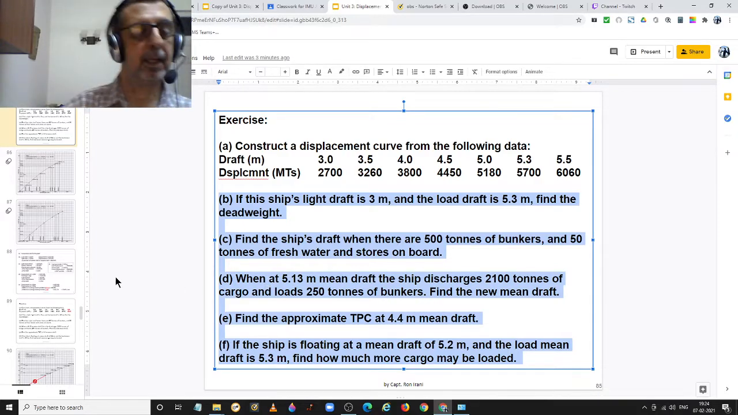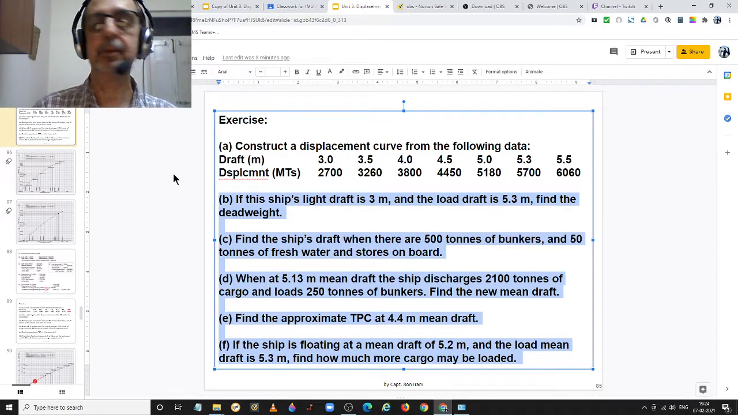Firstly, let us start with the graph. I will switch over to the presentation mode just now.